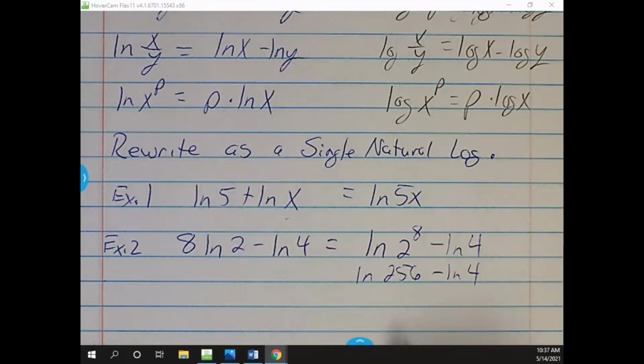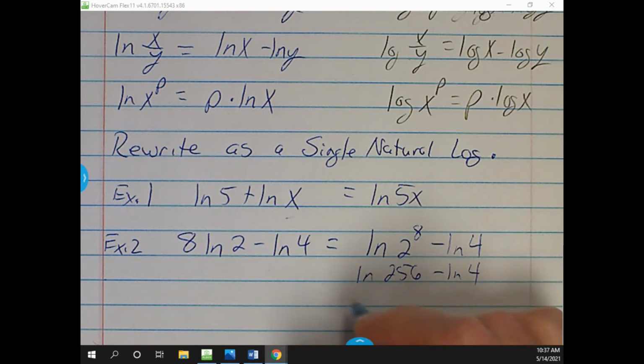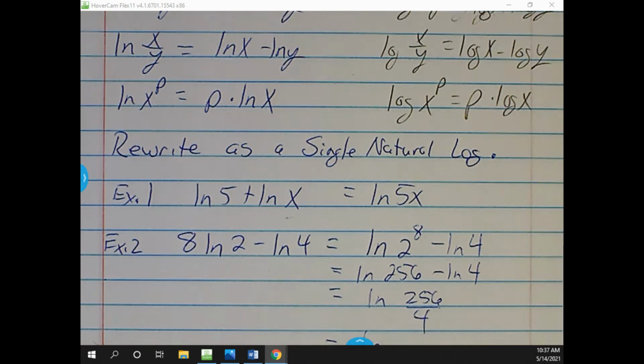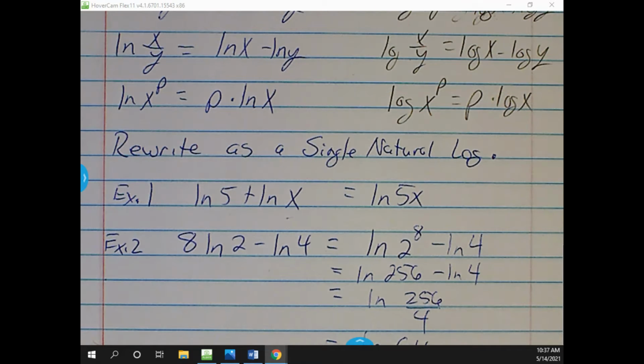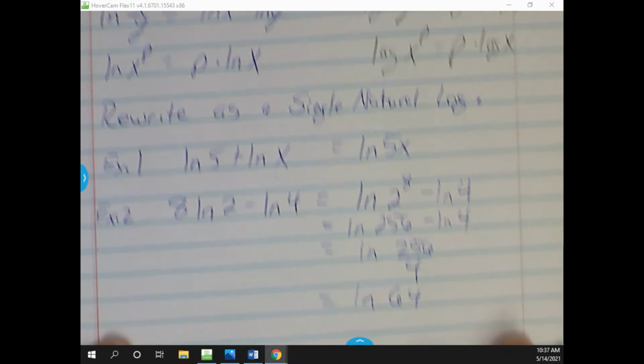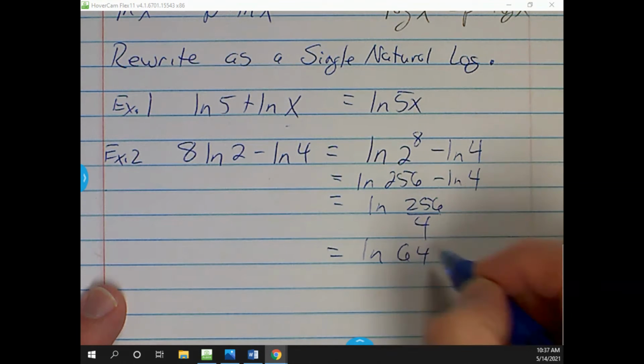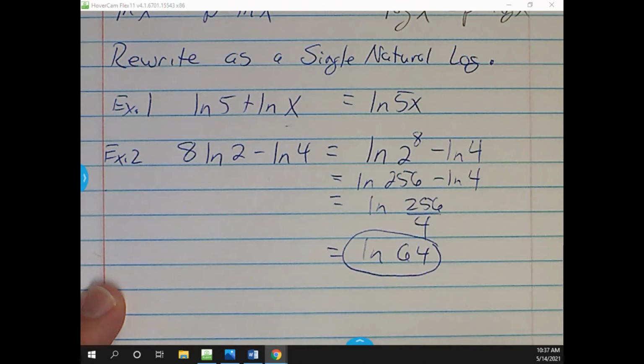All right, and then because it's ln of 256 minus the ln of 4, that's going to be 256 divided by 4. If you do 256 divided by 4, that comes out to be the ln of 64. Now, in some of the cases, if they ask you just to rewrite it as a single natural log expression, that's as far as you'd have to go. We'll do some in a little bit where it's going to ask you to simplify it, and that's where we'd actually punch that number into the calculator and show what it's going to be.